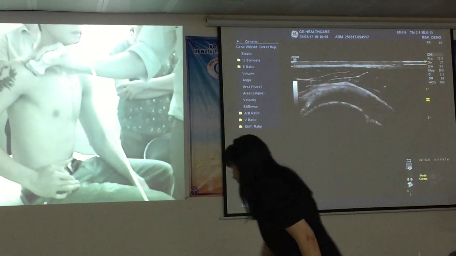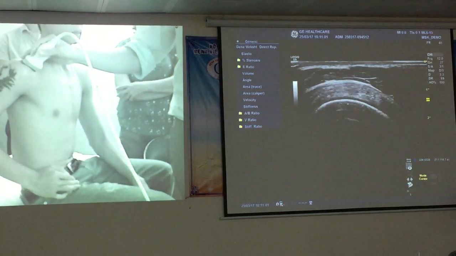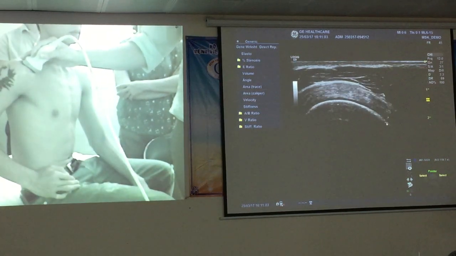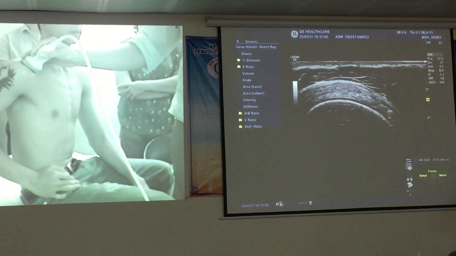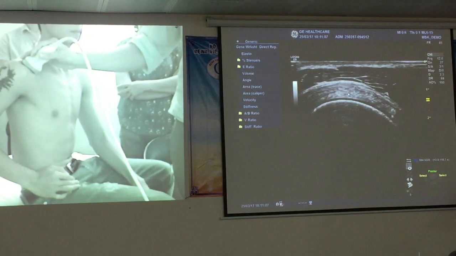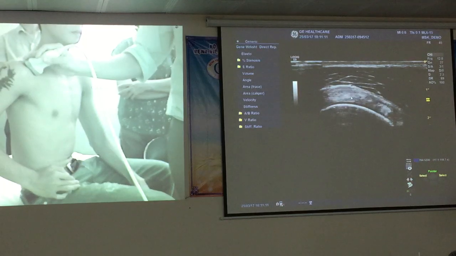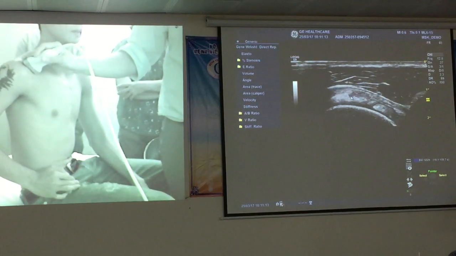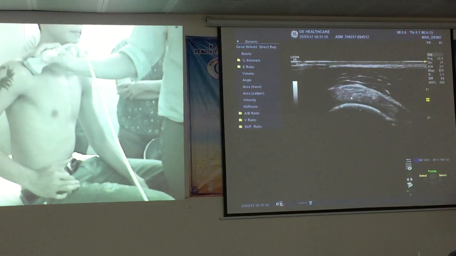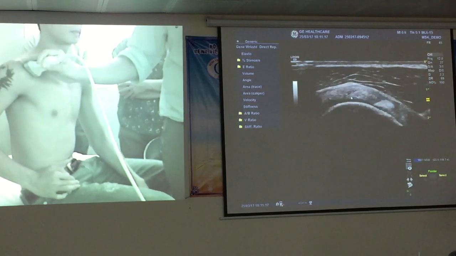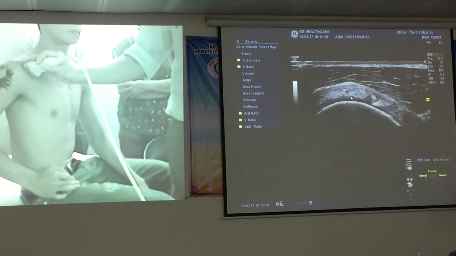So once again, we need to scan all the way through. In the supraspinatus tendon, you can see these little hypoechoic bits. Take care not to misinterpret those as little tears.